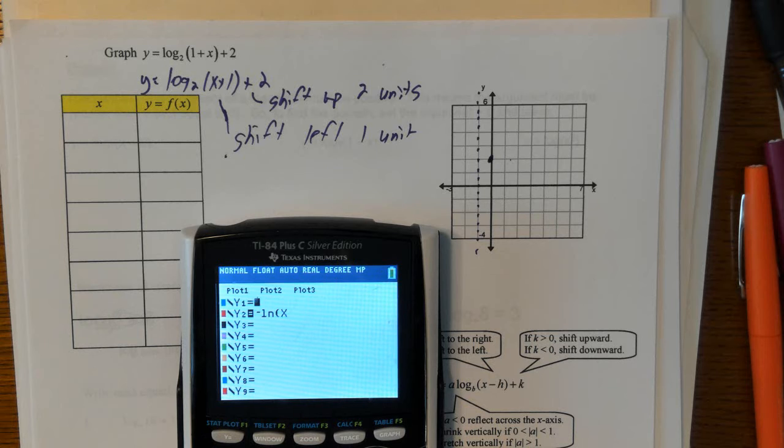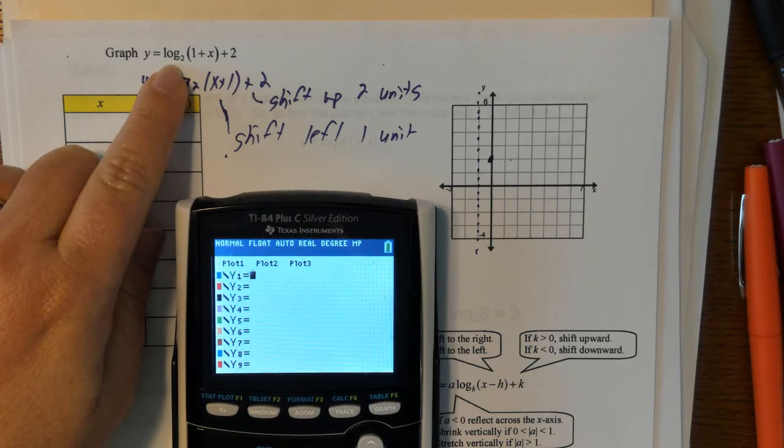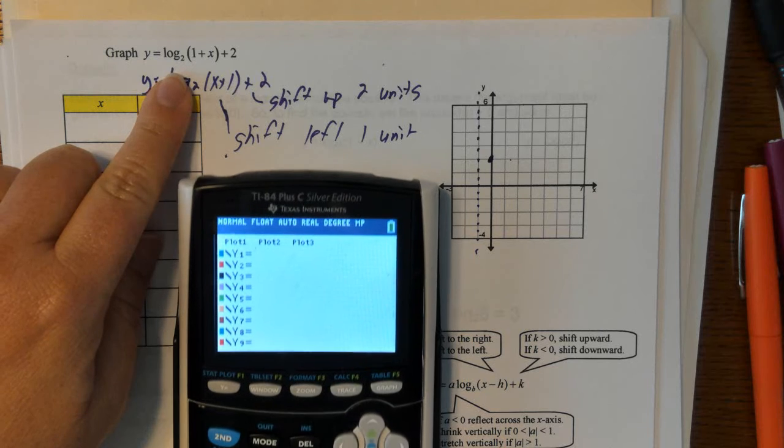If you have an 83, you're not going to be able to graph this yet. I'm going to show you a trick in a little bit. If you have an 84, you will have to change the log base. You can't just hit the log button. You're going to have to tell it that you want the log base 2.